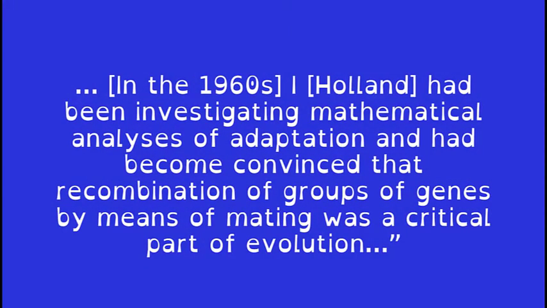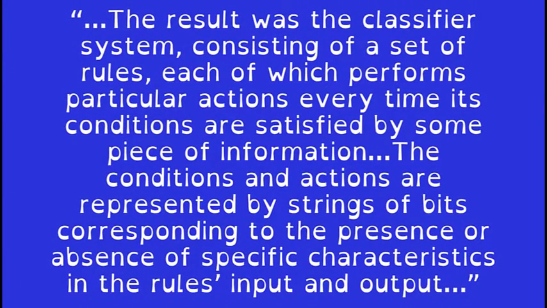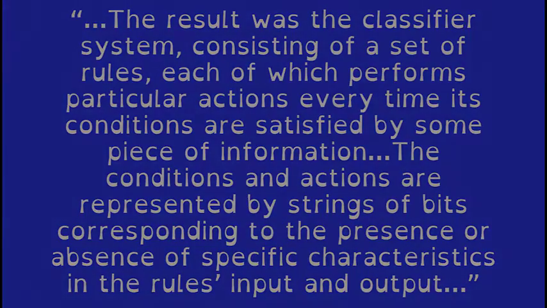In the 1960s, I had been investigating mathematical analyses of adaptation and had become convinced that recombination of groups of genes by means of mating was a critical part of evolution. The result was the classifier system, consisting of a set of rules, each of which performs particular actions every time its conditions are satisfied by some piece of information. The conditions and actions are represented by strings of bits corresponding to the presence or absence of specific characteristics in the rule's input and output.